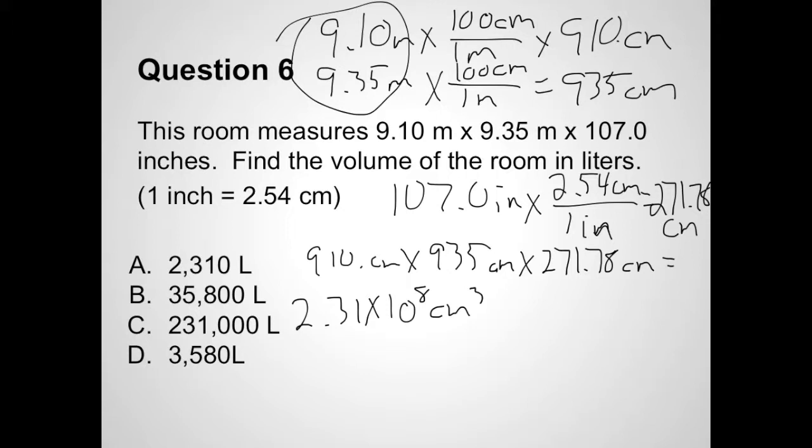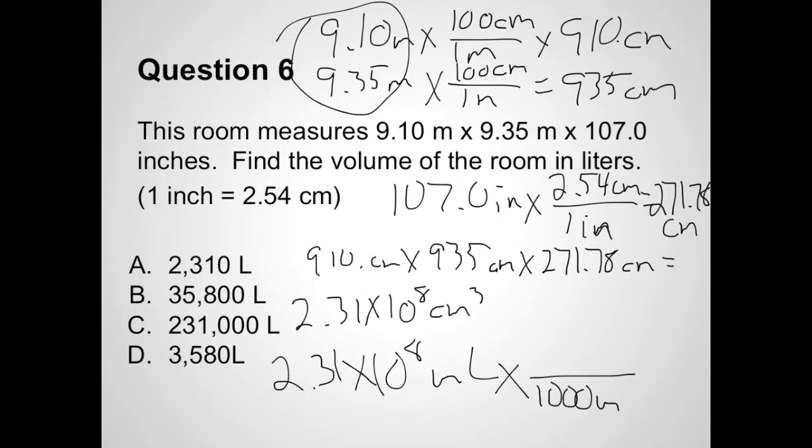The question actually wants the answer in liters, so the first thing I'm going to do is convert this to milliliters. Since cubic centimeters and milliliters are equivalent, I can just change the unit without changing the number. And then I can convert from milliliters to liters by remembering that there are 1,000 milliliters in 1 liter. And then I'm going to divide 2.31 times 10 to the 8th milliliters by 1,000. And my final answer is going to be 2.31 times 10 to the 5th liters.